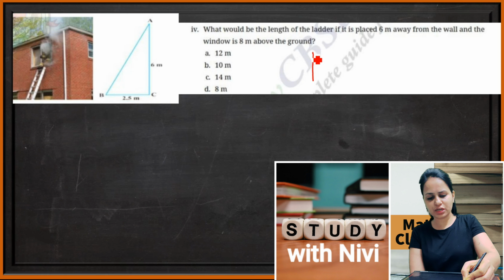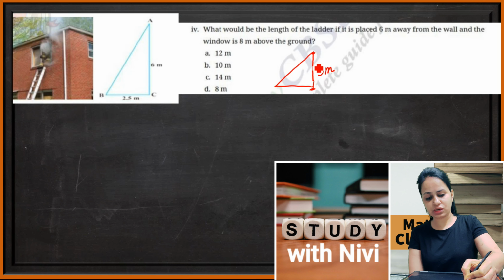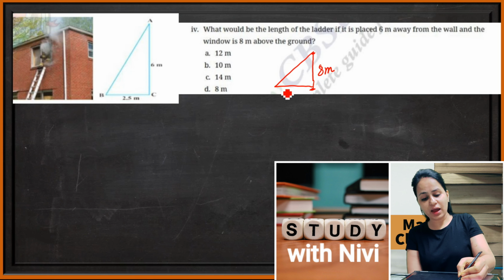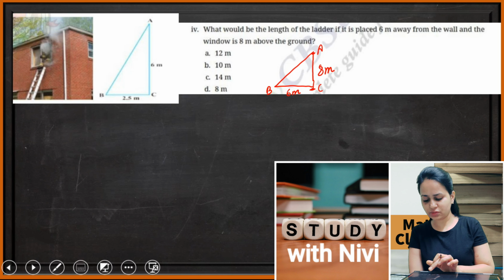So let's make a fresh drawing here, which says that if this is your window, then now the distance is 8 meter. Okay, and the window is 8 meter above the ground. The distance of the window is now 8 meter, and the foot of the ladder is 6 meter from the wall. So this was your A, C and B. Now we'll work on this. Again, this is the right angle triangle. We are going to use Pythagoras theorem and find the answer.